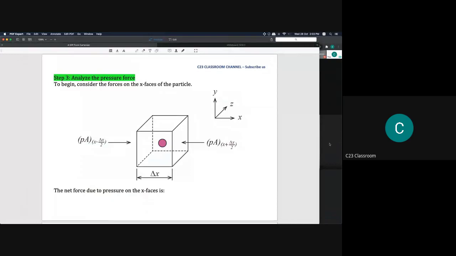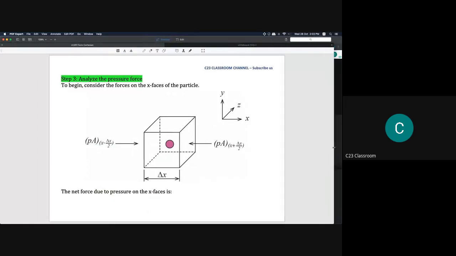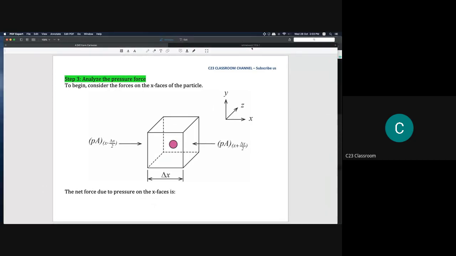We will continue our lecture for the derivation of Navier-Stokes equation. So I tried to recap a little bit from our previous class.